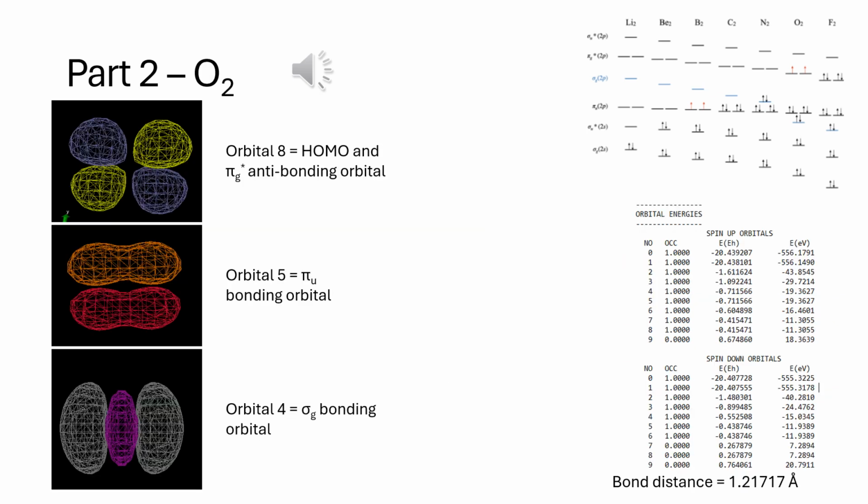With oxygen, we have extended our analysis range to 8 molecular orbitals. This leads to orbital 8 being the HOMO and pi g star antibonding orbital, which can be seen in the spin-up orbitals in the bottom right. Orbital 5 is the pi u bonding orbital, and orbital 4 is the sigma g bonding orbital. Oxygen's sigma g orbital is lower energy than the pi u orbital, which is different to carbon and nitrogen, and is due to the different electron configuration and the fact that the oxygen bond is weaker than the nitrogen and carbon bonds.